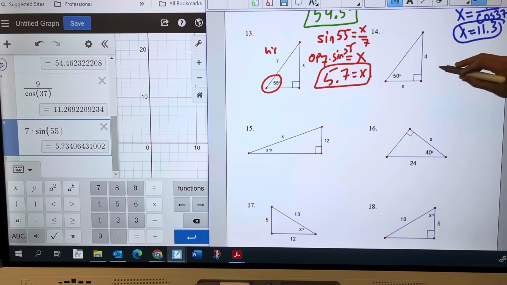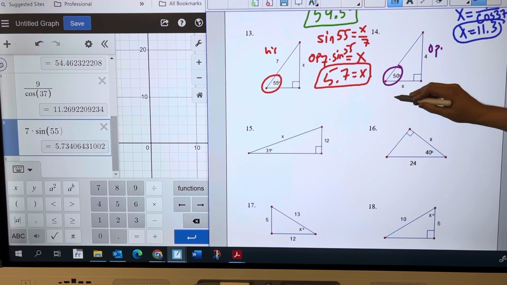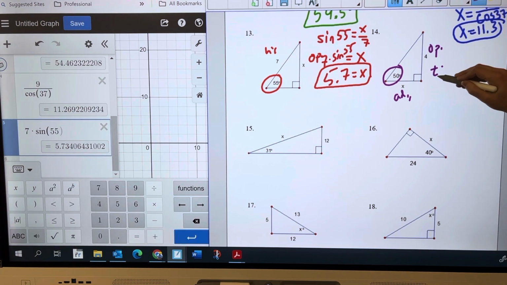Next up, we got our focus angle right here. It's 50 degrees. Opposite, adjacent. That tells me it is tangent. So I know tangent of 50 is equal to opposite over adjacent. Multiply by x, divide by tan 50. 4 divided by tan 50.